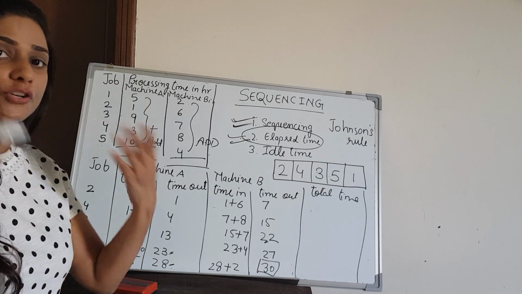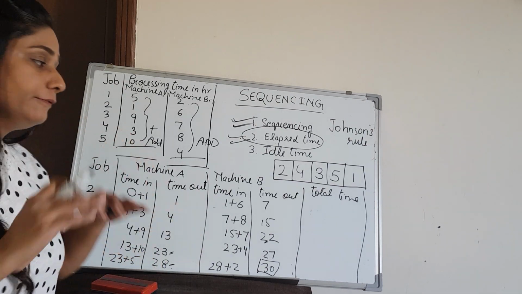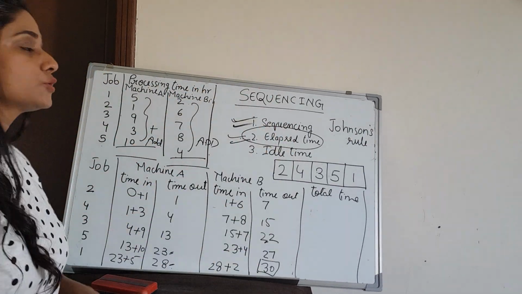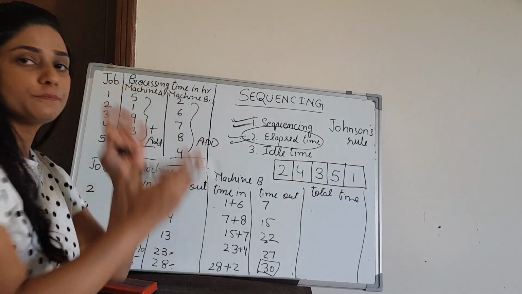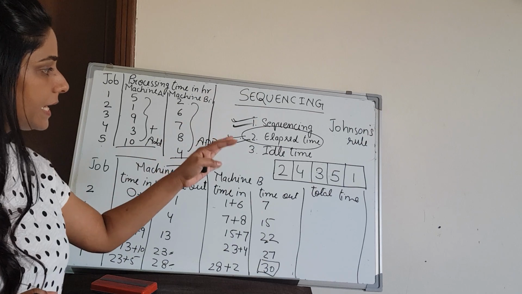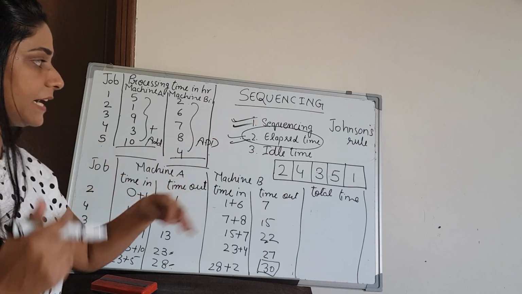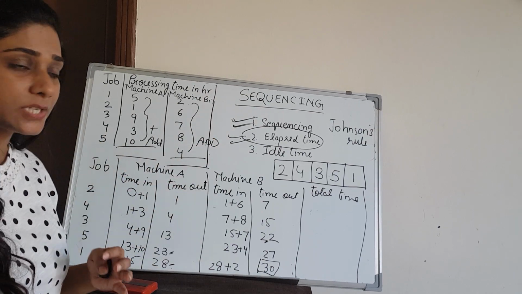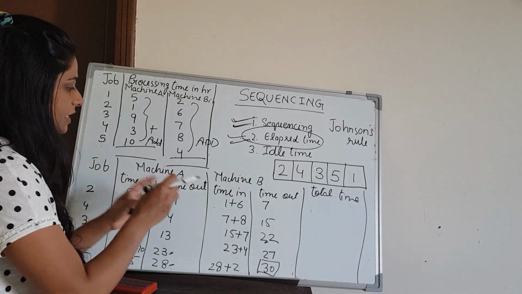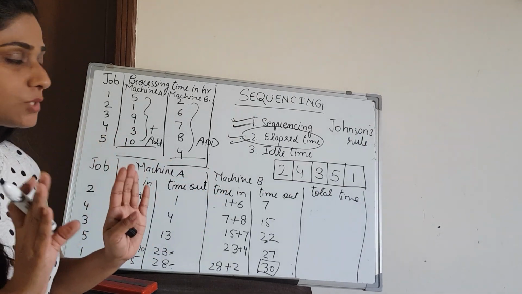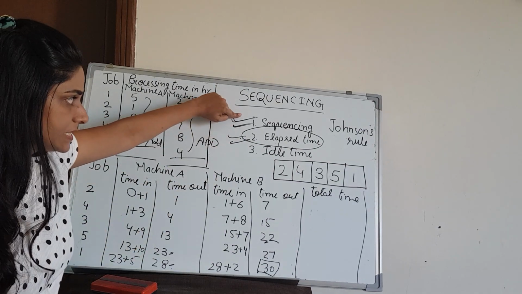Suppose in the question they are asking for the idle time for the whole system. So we will just add the idle time of machine B and the idle time of machine A. So if we add the idle time for both machines, that will be the idle time for the system. Idle time means extra time, how much time machines need to wait. So understood?